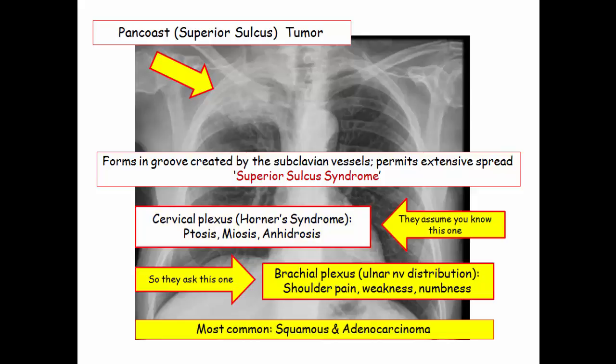The second syndrome involves invasion of the brachial plexus. These patients present with shoulder pain, weakness, and/or numbness in the ulnar distribution, including C8, T1 nerve roots. Any smoker coming in with shoulder pain should probably get a shoulder film, if not a chest x-ray as well.